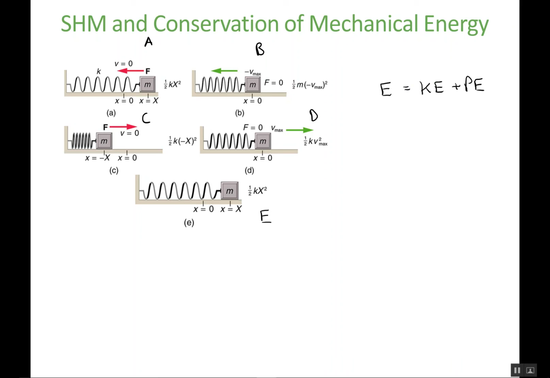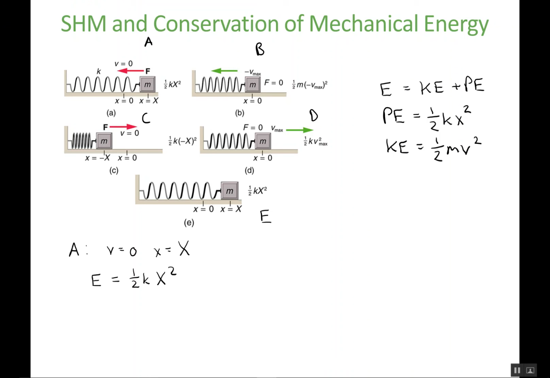We learned last semester that mechanical energy E is the sum of kinetic and potential energy. Kinetic energy is 1/2 mv squared, and last semester we learned that the potential energy stored in a spring is equal to 1/2 times the spring constant times the displacement from equilibrium x squared.